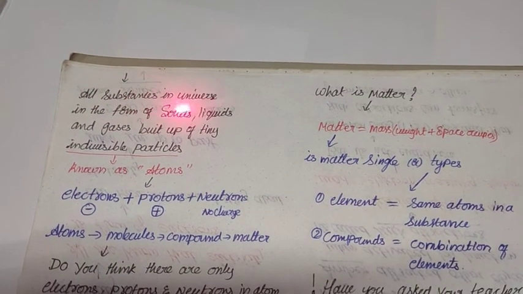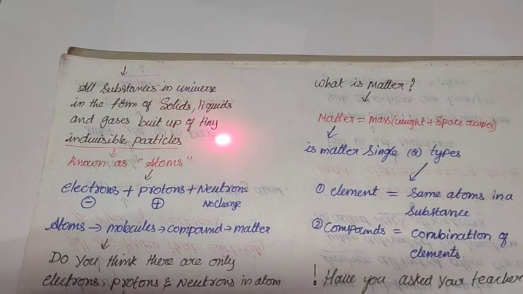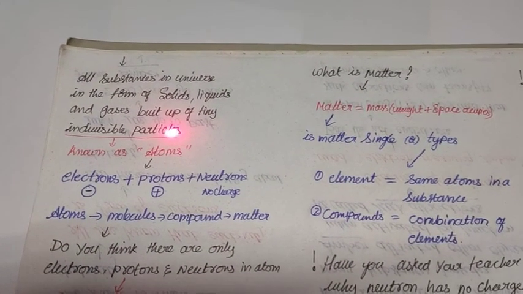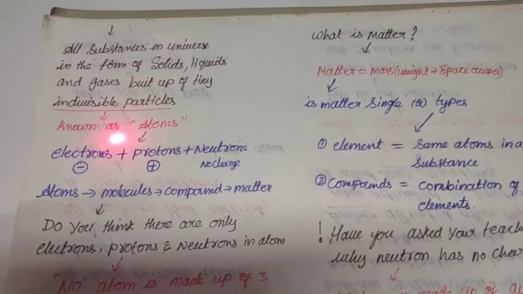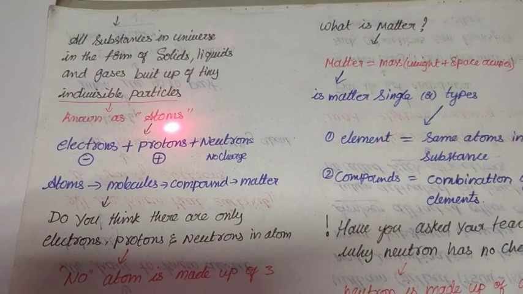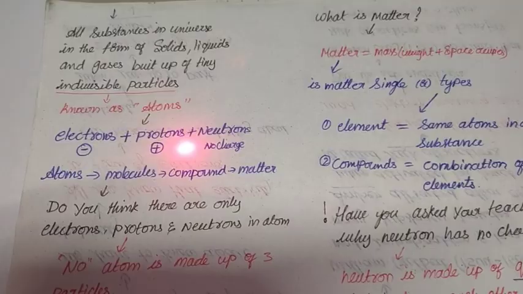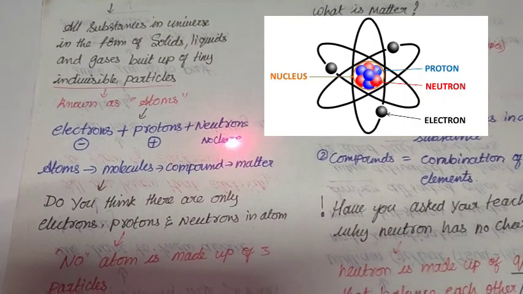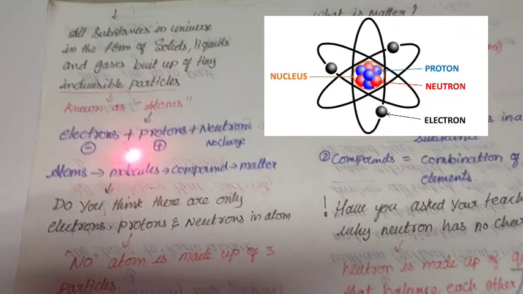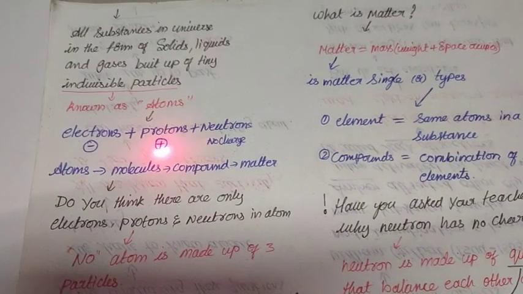All substances in the universe, in the form of solid, liquid, and gas, are built of tiny indivisible particles. Indivisible means we cannot divide further. Such particles are known as atoms. As you all know, an atom consists of electrons, protons and neutrons. A neutron has no charge. Do you remember the charge of an electron? It is negative. Proton is positive. P for positive, so proton.